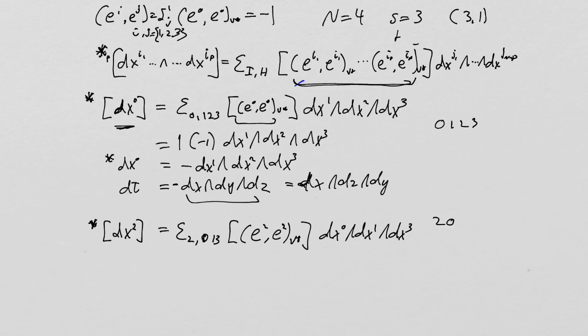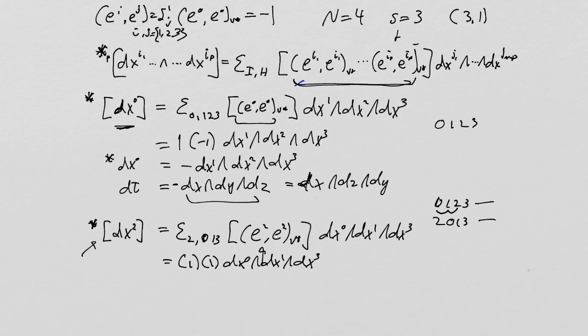And so now I have 2, 0, 1, 3 and 0, 1, 2, 3. So I have to get from here to here. Is this even or odd? Well, the 2 basically is going to the front. So it's 1 flip, 2 flips, right? And then you end up with 2, 0, 1, 3. Yeah, so it's 2 flips. 2 flips is even. So this is even. This is 1, so I have 1 times 1, dx0 wedge dx1 wedge dx3. Okay, so that's the Hodge dual of dx2.